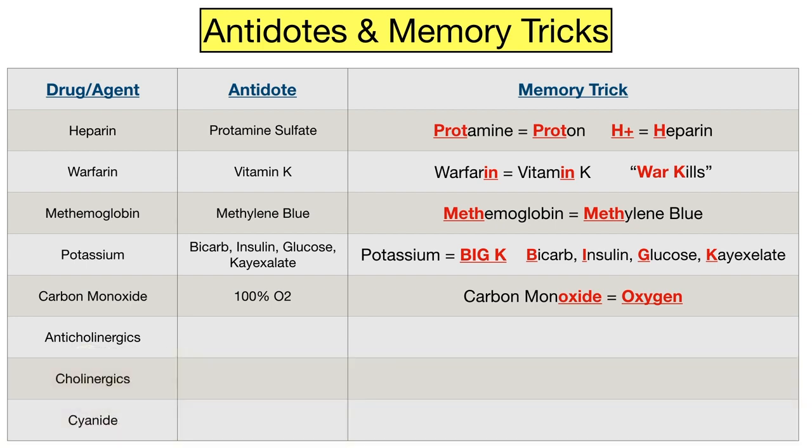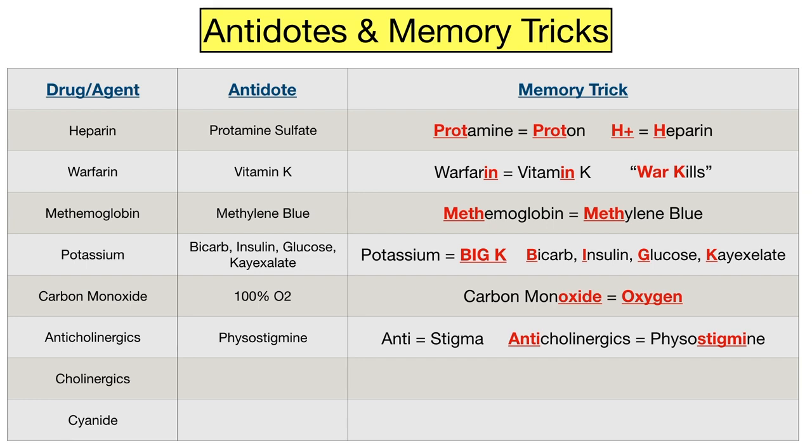Hit pause in the video and try to name the antidote for anticholinergic toxicity. It's physostigmine. The way I like to remember this is to think of the prefix anti, which means against, and I associate that with the word stigma to remember physostigmine.